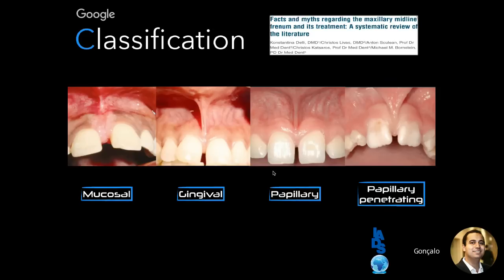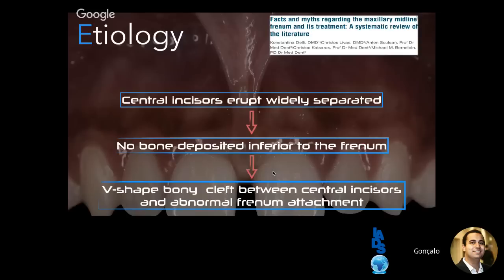Then we have the papillary, where the frenum goes to the papilla. And finally, the most pathologic type of frenum is the papillary penetrating, which is the case where the frenum goes right until the palatal surface and completely involves the papilla.